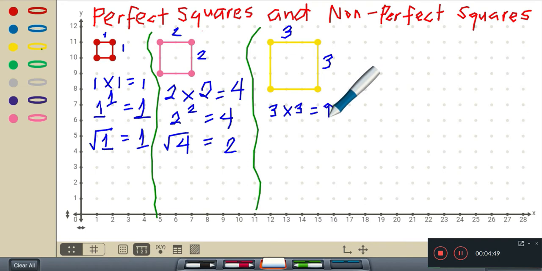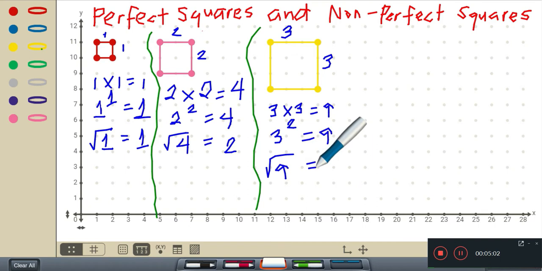Therefore 3 squared is equal to what? 9. So 3 squared equals 9. So the square root of 9 is equal to what? To 3. So these squares and numbers that we're talking about are called perfect squares.